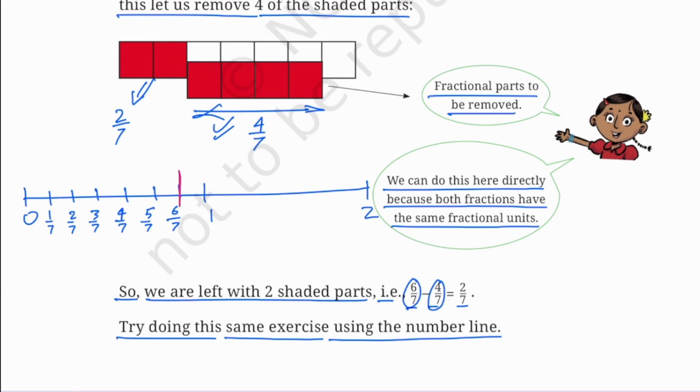This is 6 upon 7. 1 upon 7, 2 upon 7, 3 upon 7, and 4 upon 7. This portion is of length 4 upon 7. If this is removed, you will be left with 2 upon 7.